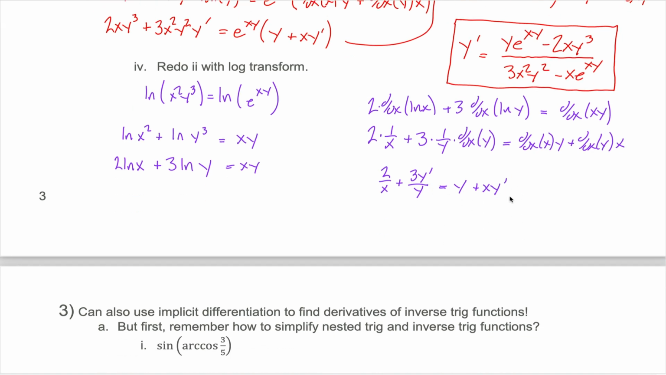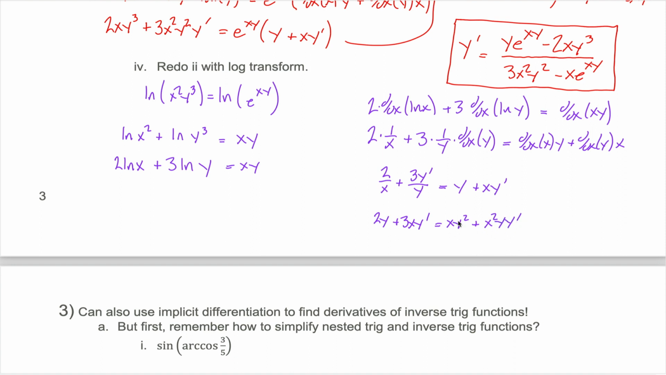I got 4 terms. 2 of those terms have y primes in them. I'll collect all the y primes on one side, and that'll allow me to solve for y prime. If you want, you could do that immediately, but if the fractions bother you a little bit, you could multiply both sides of the equation by x times y. If I multiplied this side of the equation by x times y, I'd have 2xy divided by x, and I cancel out the x's to get 2y. Over here, I'd have 3xy y prime over y, and I could cancel out the y's to get 3xy prime. Then over here, since I'm multiplying y by xy, I got xy squared. And then over here, since I'm multiplying xy prime by xy, I got x squared y prime.